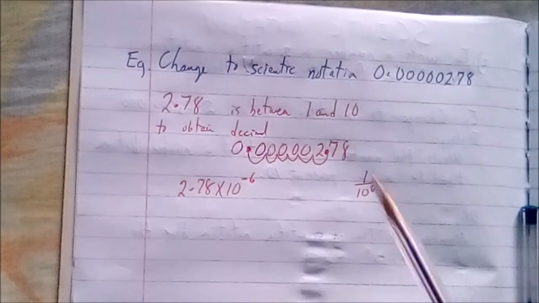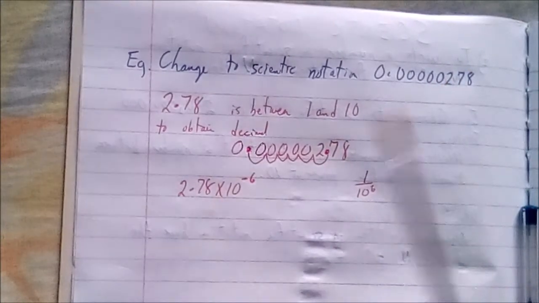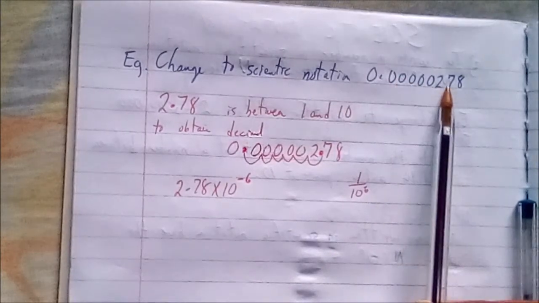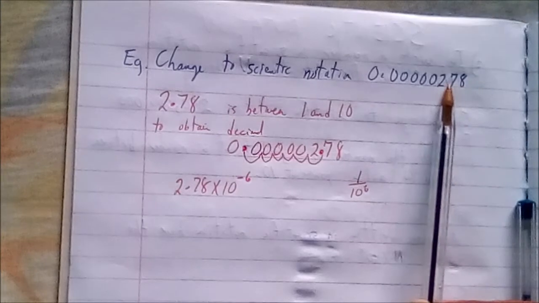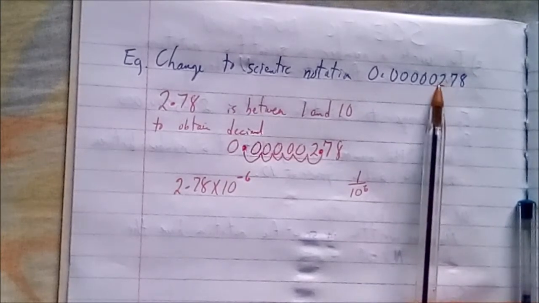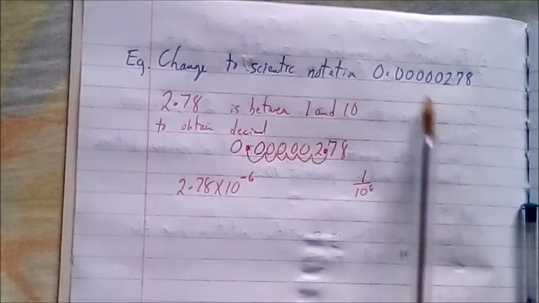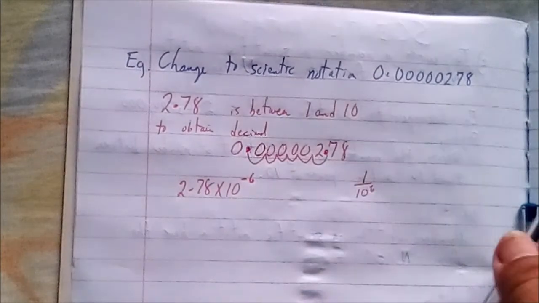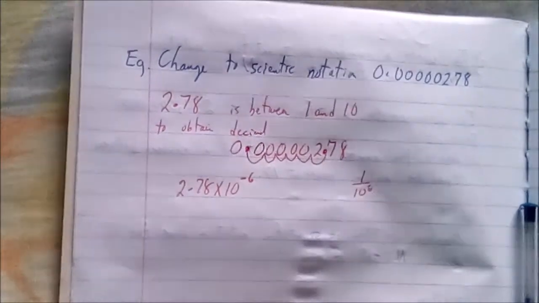So therefore, this number written in scientific notation: move the decimal point 1 2 3 4 5 6. Just stop right there, you don't go farther, because remember the rule says the first value must be between 1 and 10. And the number of places that you move is the power. If you move to your right hand side, it will be a negative value. If you move to your left hand side, as in the first one, it will be a positive value. So that's how we work changing a number to scientific notation.